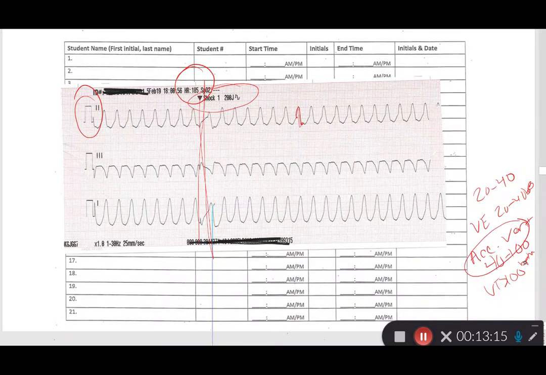This rhythm right here is very rare. Usually if you're in accelerated ventricular rhythm, you're either slipping into VTAC or slipping into ventricular escape, so it does not sustain for very long. I don't see it too often on patients unless they're in PEA or have something major going on. But this rhythm, we know it's ventricular. It's at 185 beats per minute, so this is going to be ventricular tachycardia.